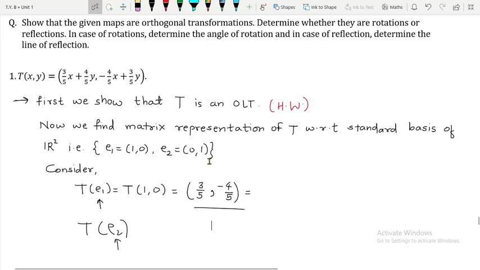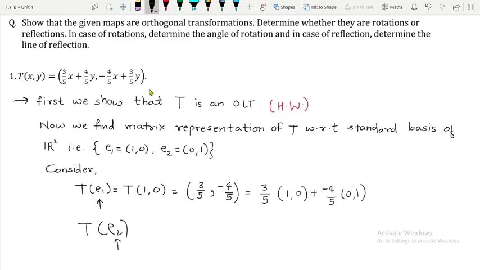Okay, so now I will express this 3 upon 5 and minus 4 upon 5 as a linear combination of E1 and E2, which is easy. This can be written as 3 upon 5 times (1, 0) plus minus 4 upon 5 times (0, 1), which is nothing but 3 upon 5 E1 minus 4 upon 5 E2.